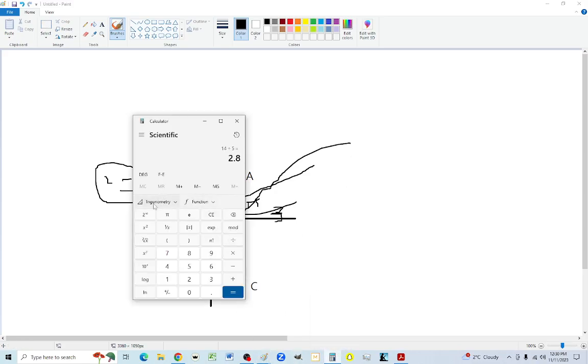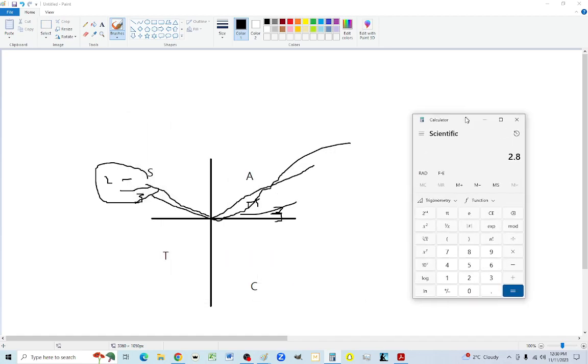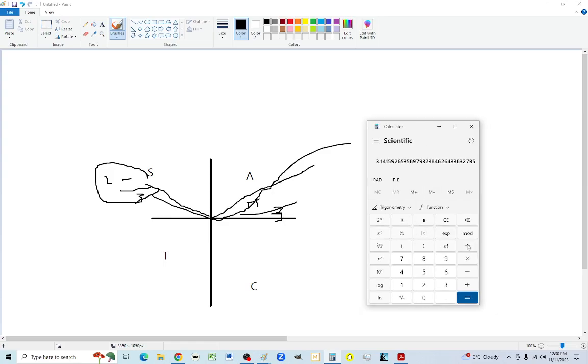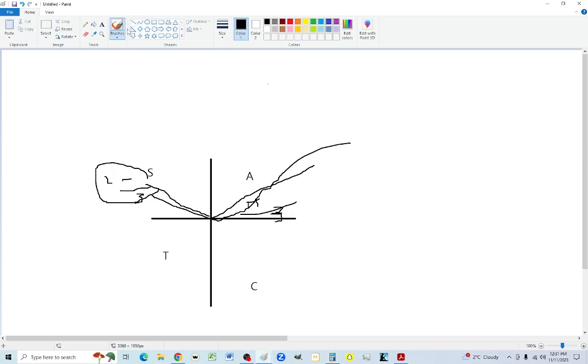If you're not sure, or want to confirm, go to your calculator. Make sure, by the way, instead of degrees, you're in radians. And you'll discover if I do pi divided by 3 and press sine, I'm going to get a value of 0.8666. And if you do 2 pi divided by 3 and press sine, you're going to get the same answer, 0.8666. Both are positive.